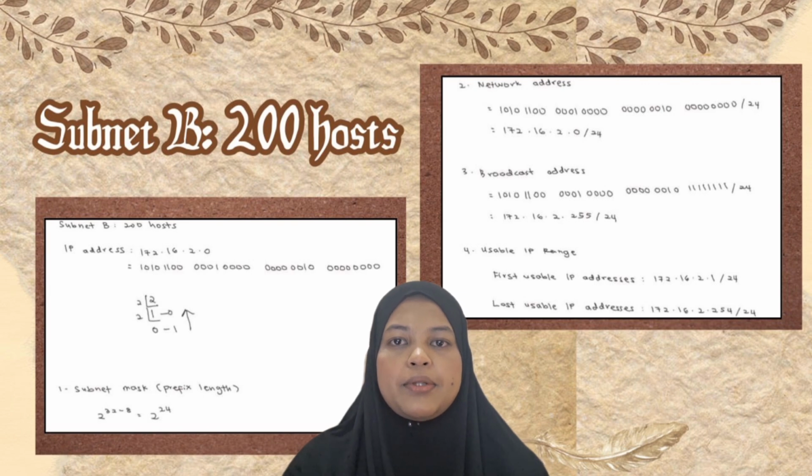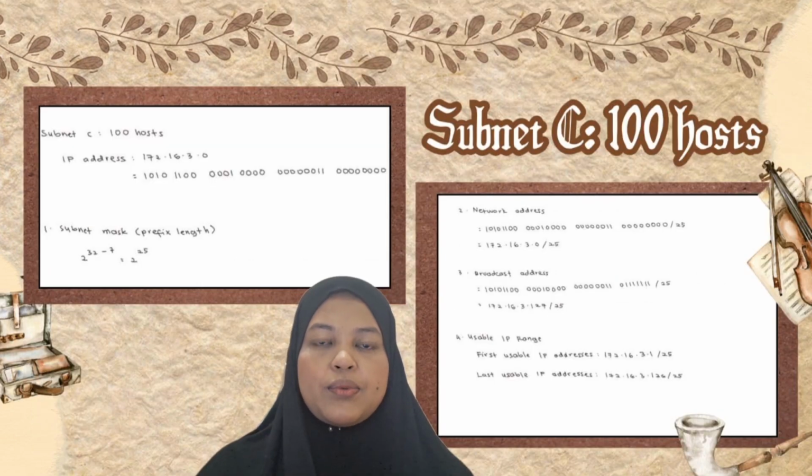Then we can find the usable IP range. The usable IP range starts at 172.16.2.1/24. It is because we take the network address plus 1. And for the last usable IP address, we take the broadcast address minus 1 and I get 172.16.2.254/24.